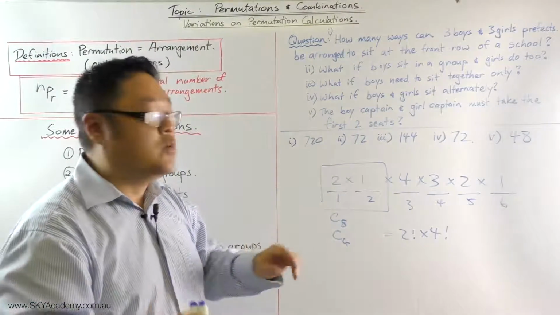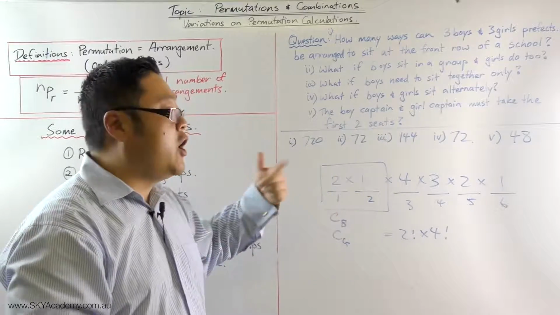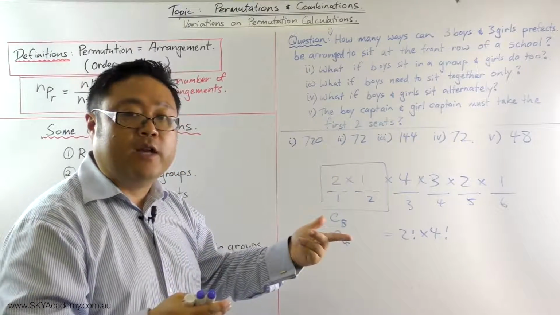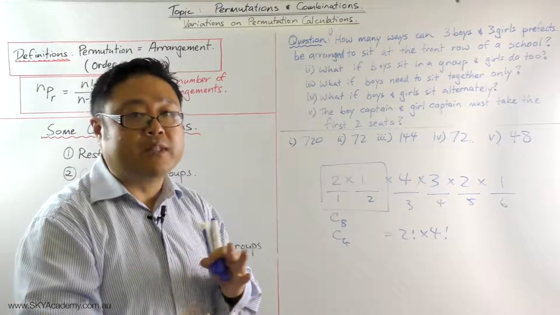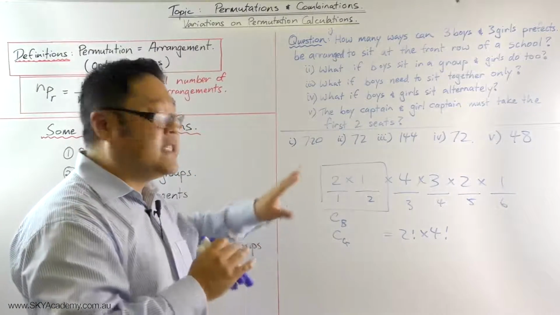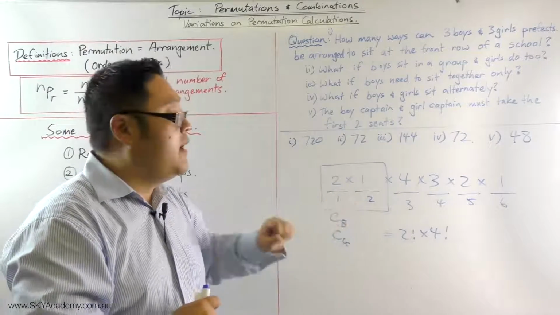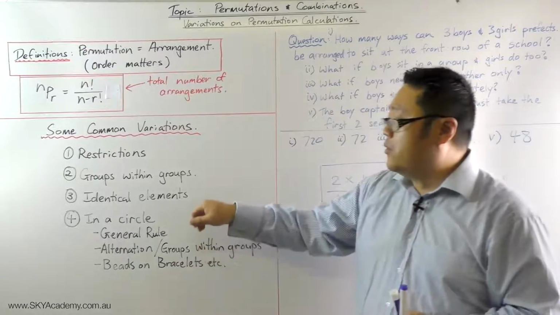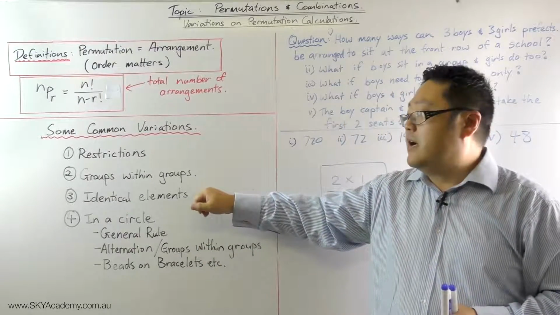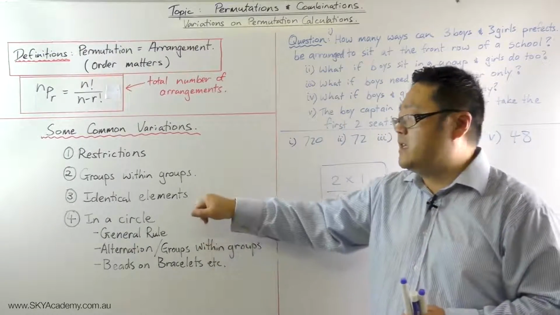What I want you to do is, if you didn't get this, go back, re-watch the videos. I know I went a little bit fast, but you will have the opportunity to slow it down, re-watch it, do what it takes to really get a handle on it. And then in the next episode, I will go through the next variation, and that is identical elements.